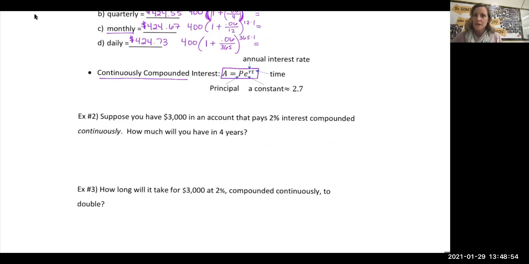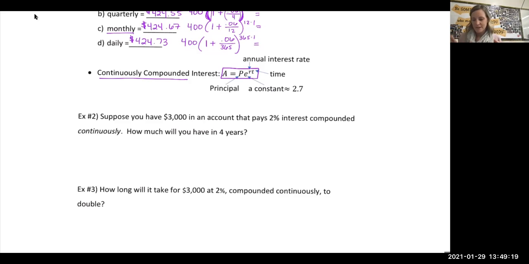P is your principal, that's your starting amount. e is a constant, it's a number. It's just not a number we want to have to plug in. It's kind of like pi, okay? If you look on your calculator, there is an e as a second to the division symbol. If you plug that into your calculator, just e and hit enter. So you would go second, divide, enter.